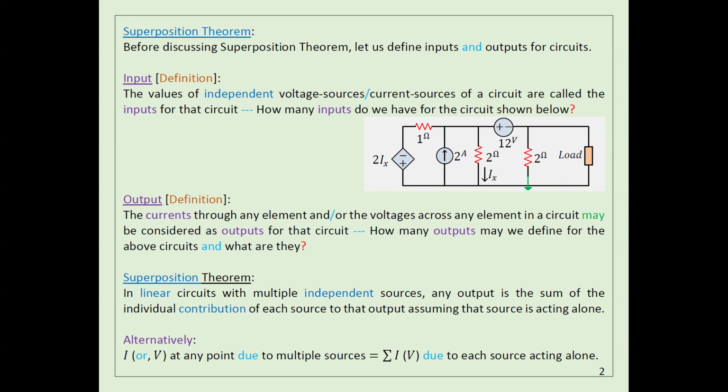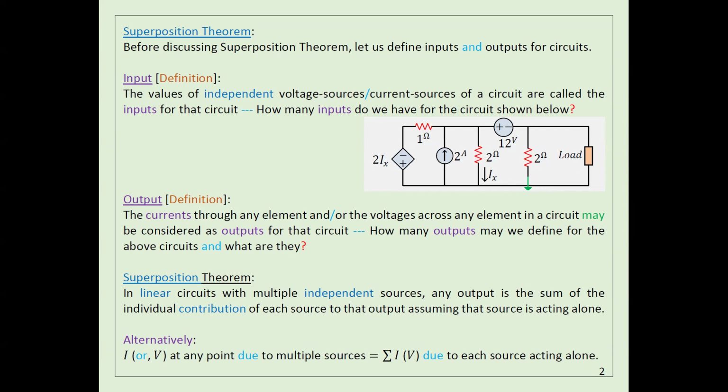Again, this one is dependent. We don't do that for dependent. I'm talking about independent. In this case, I have two sources, so I can keep one, cancel the other one, and then find the current. Then keep the second one, cancel the first one, calculate the current, and the final current is actually the summation. You get what I'm saying? So very simple.